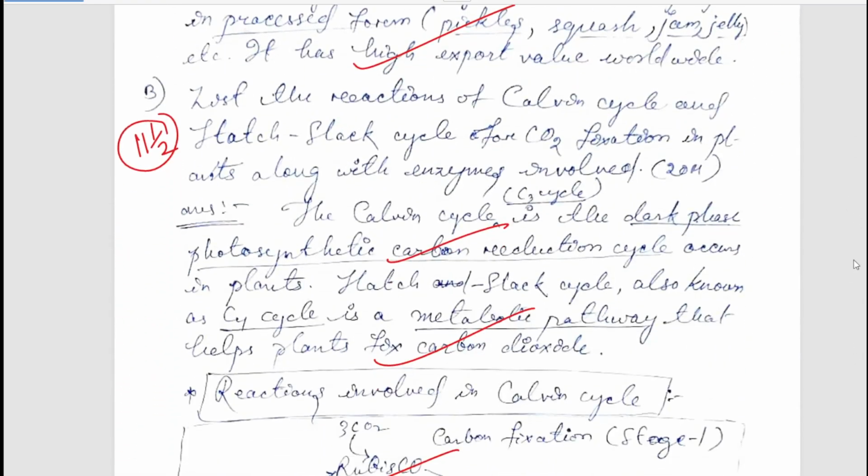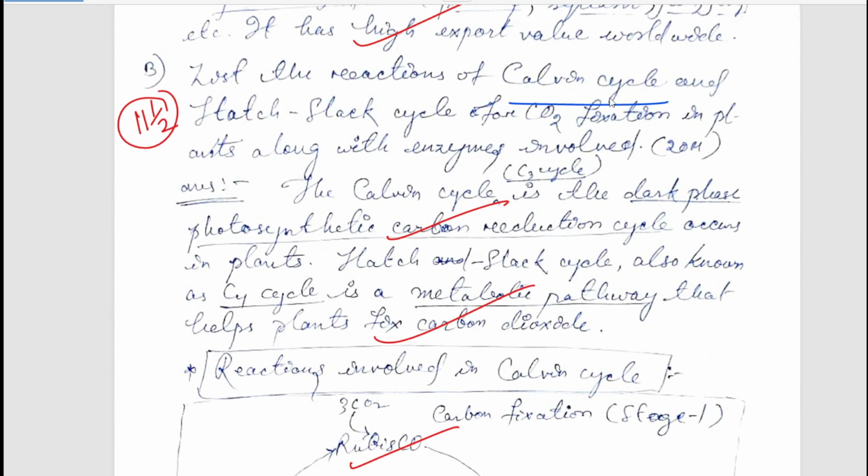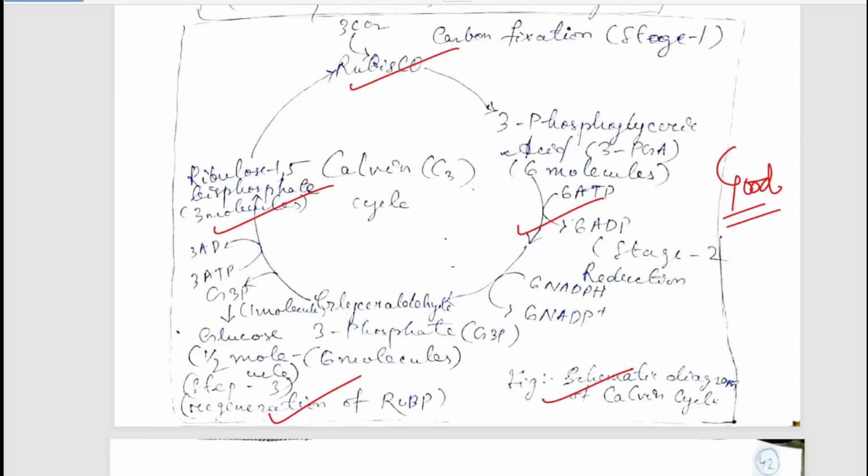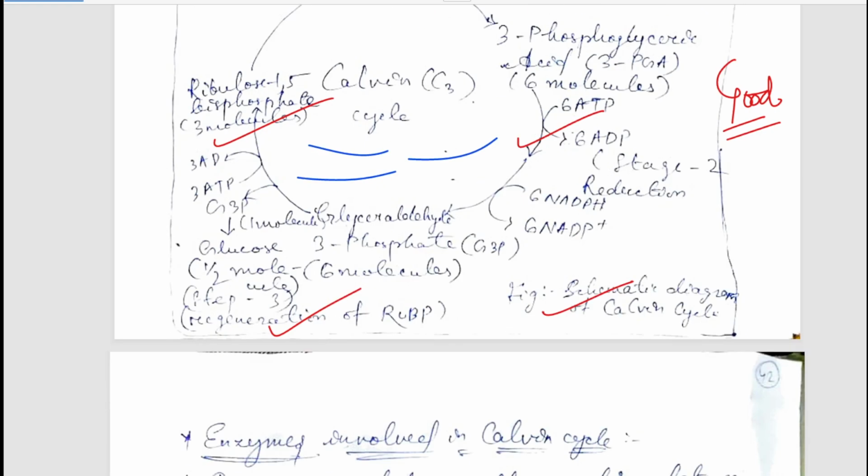The next question is, list the reactions of the Calvin cycle and the Hatch and Slack cycle for CO2 fixation in plants along with enzymes involved. So I think the student has drawn a diagram of reactions, and you can see how the reaction is taking place. That has been well shown. You can simply pause and see the diagram.